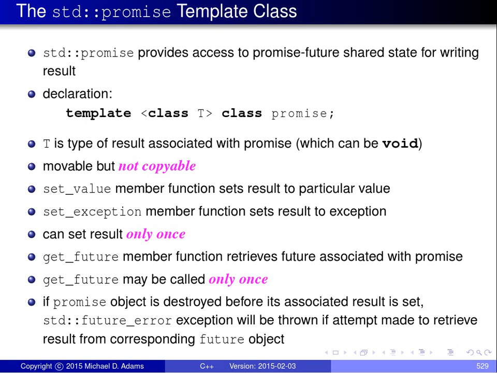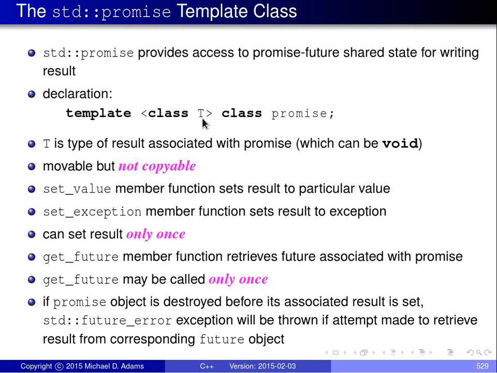In the standard library, the functionality of a promise is provided, rather unsurprisingly, by the class called promise. And as you can see from the declaration of the promise class on the slide, the promise class is a template class, and it's templated on a single type parameter, which is denoted by T on the slide. And the type T corresponds to the type of result that's written into a promise. So for example, if T was int, this means that the type of result that's being written into the promise is of type int.